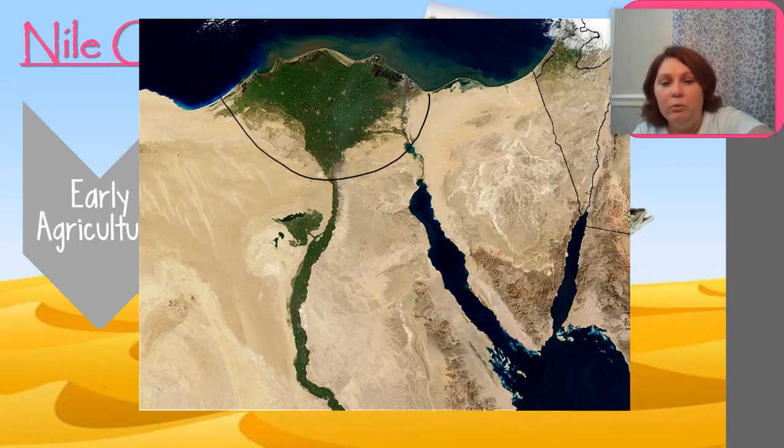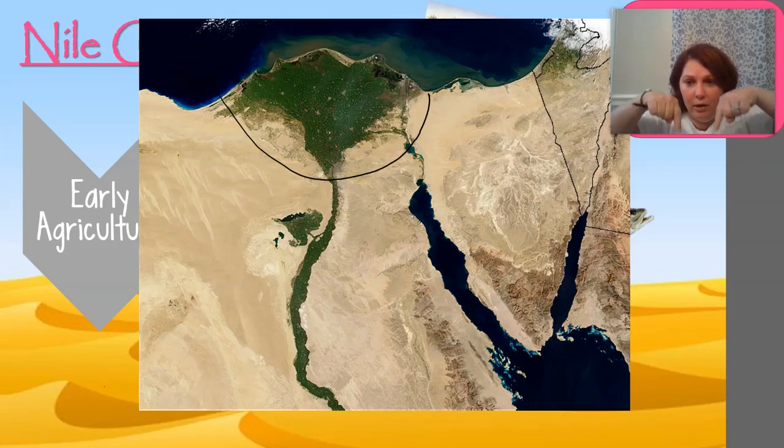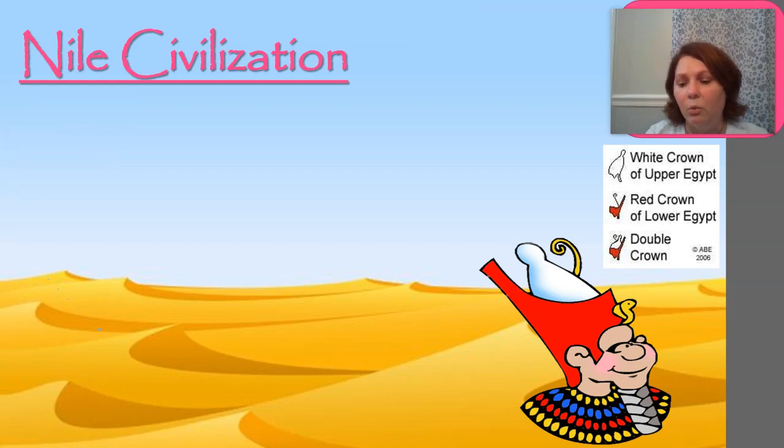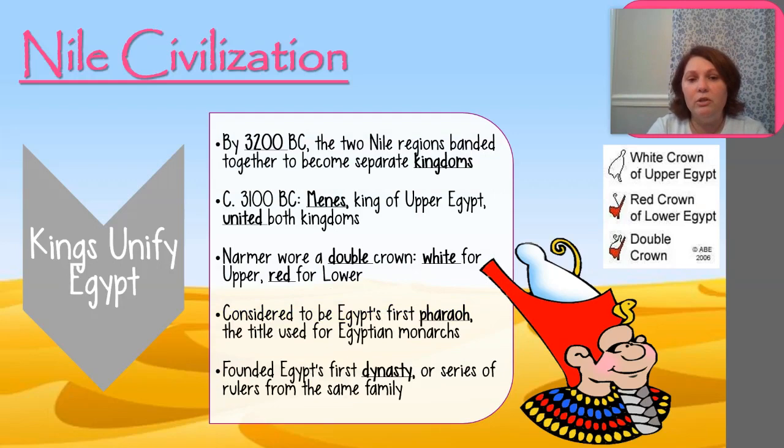So if we're looking at these two regions, remember Upper Egypt, Lower Egypt, Nile, Delta. And you've got that triangle there at the top. There were two separate regions of Egypt, and they were united under one ruler. So the kings would unify Egypt, and the two Nile regions banded together to become separate kingdoms in 3200 BC. But by the time 3100 BC comes around, King Menes of Upper Egypt has united both kingdoms.